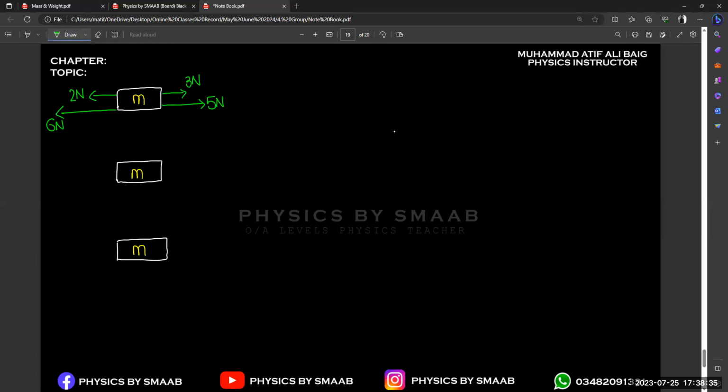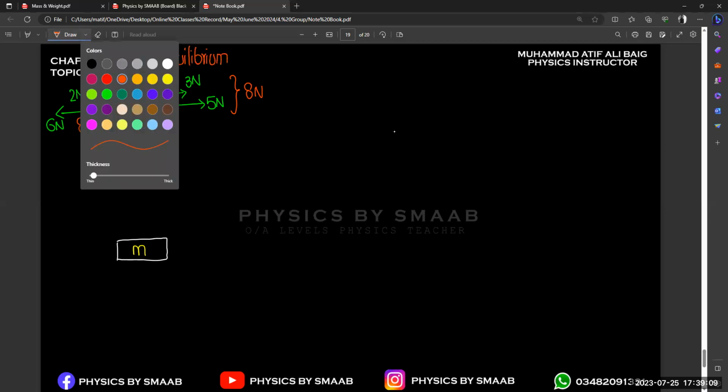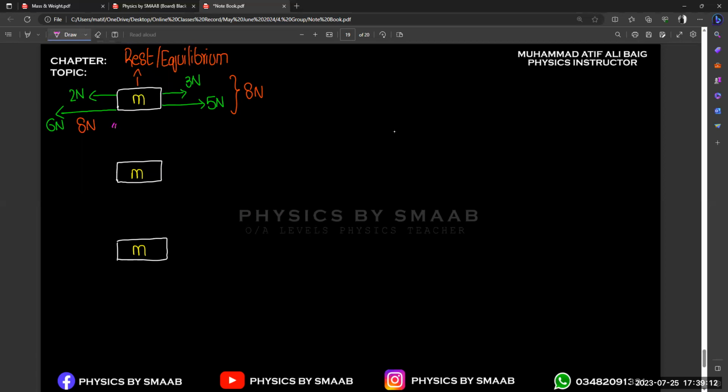So in the first situation, you can observe that on the right hand side we have a sum of 8 Newton force, right? And the same goes on the left hand side. It will be at equilibrium. Rest or equilibrium? Equilibrium. So the object is at rest, or we can say it is in an equilibrium state. Both statements will work for you. If we talk about the forces, we can say that all forces are balanced, right?